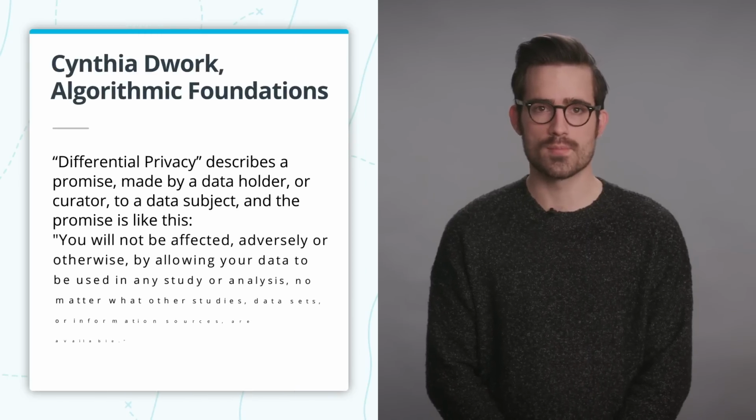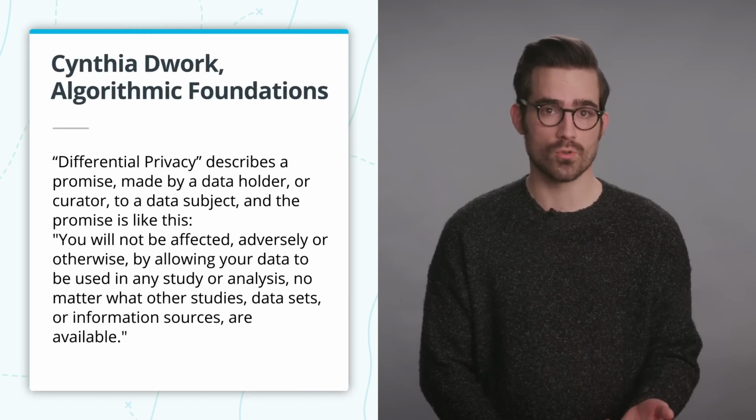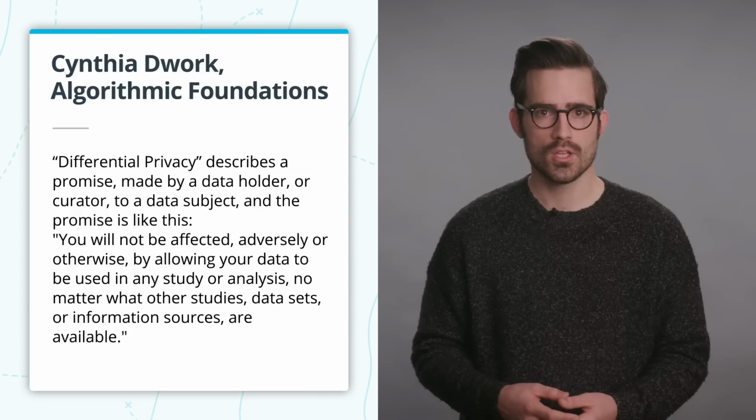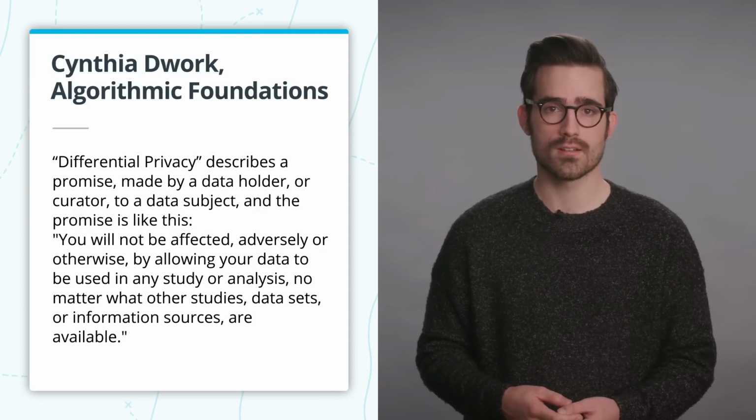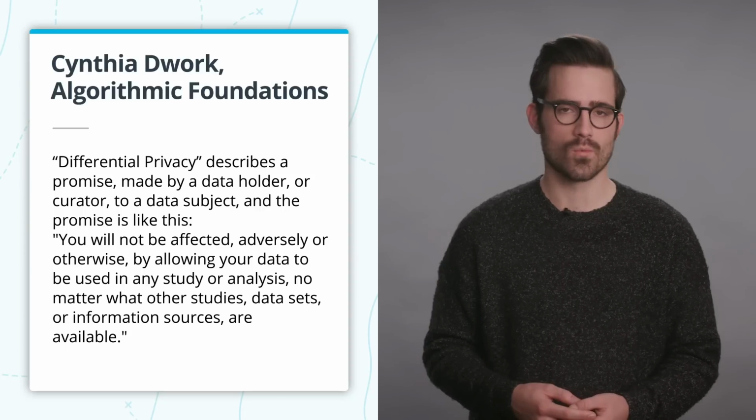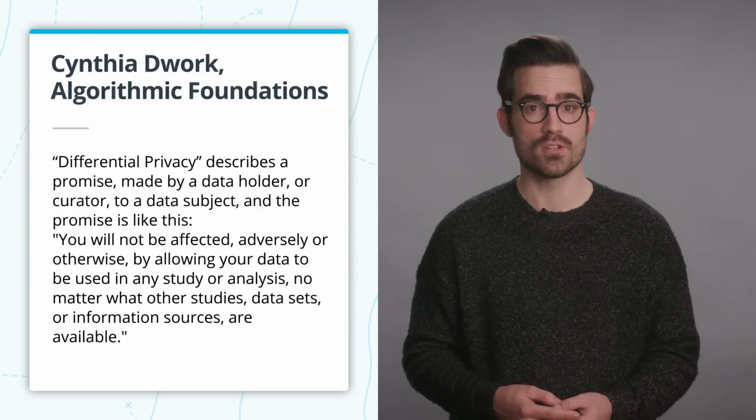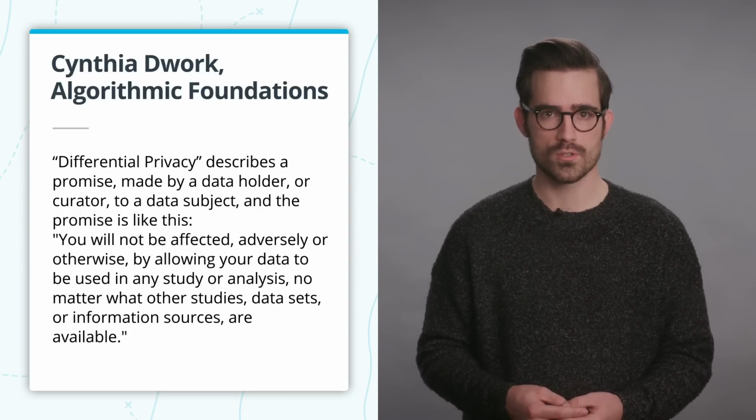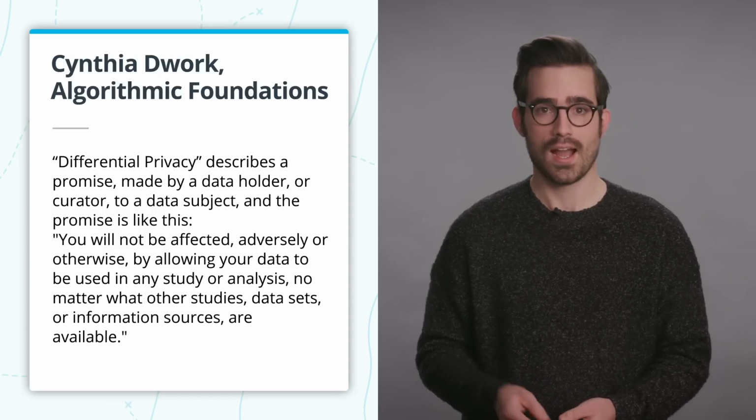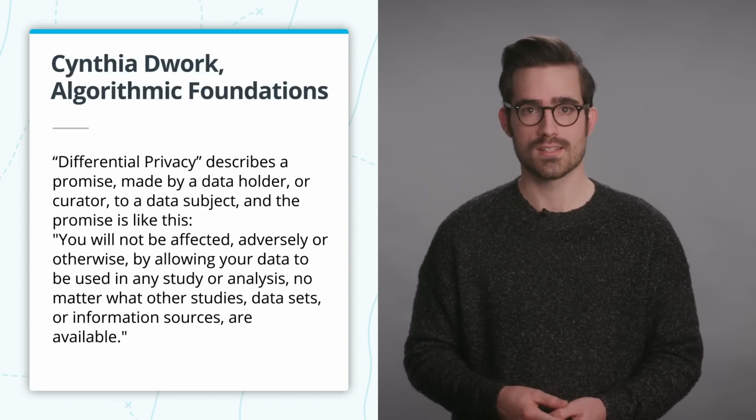Differential privacy describes a promise made by a data holder or curator to a data subject, and the promise is like this. You will not be affected, adversely or otherwise, by allowing your data to be used in any study or analysis, no matter what other studies, datasets, or information sources are available, which she describes in her book, The Algorithmic Foundations of Differential Privacy. I highly recommend reading this book, as it is the general resource for differential privacy.